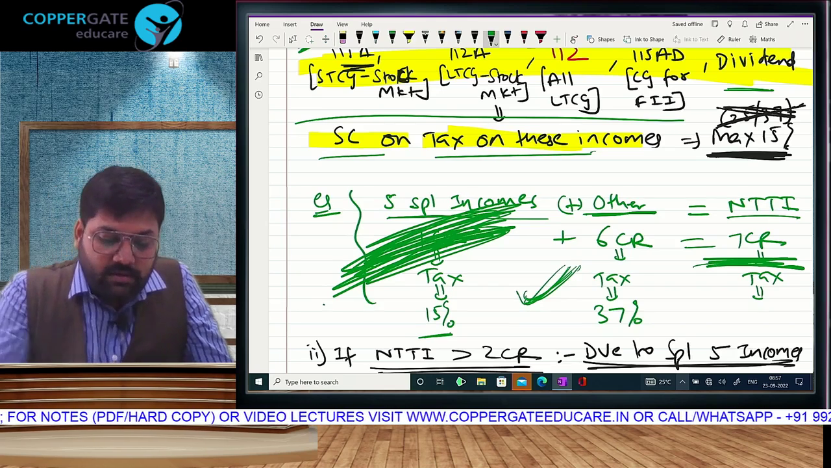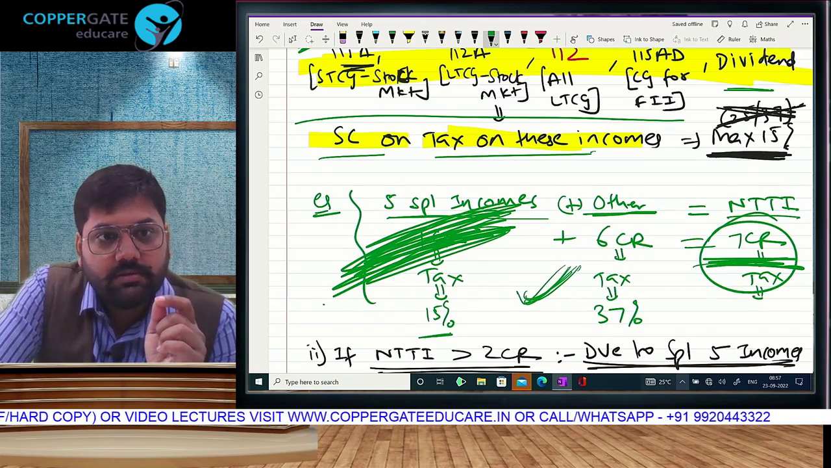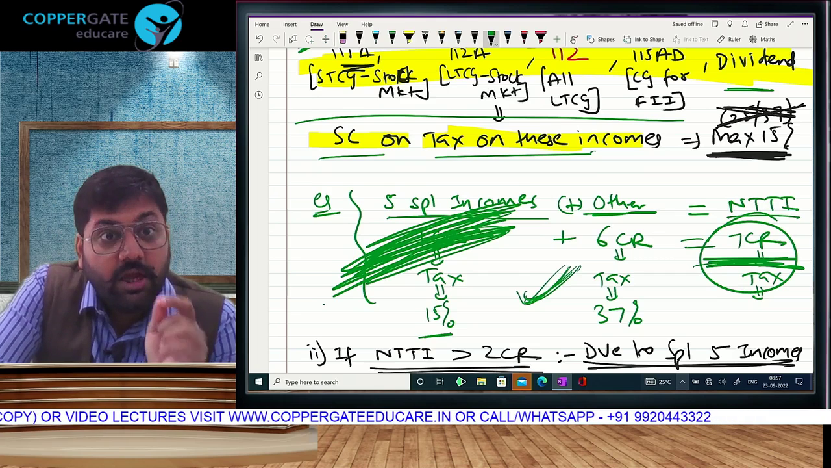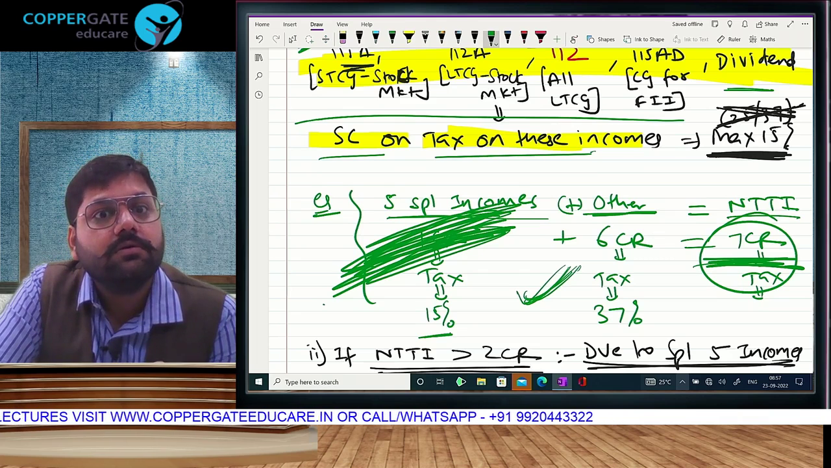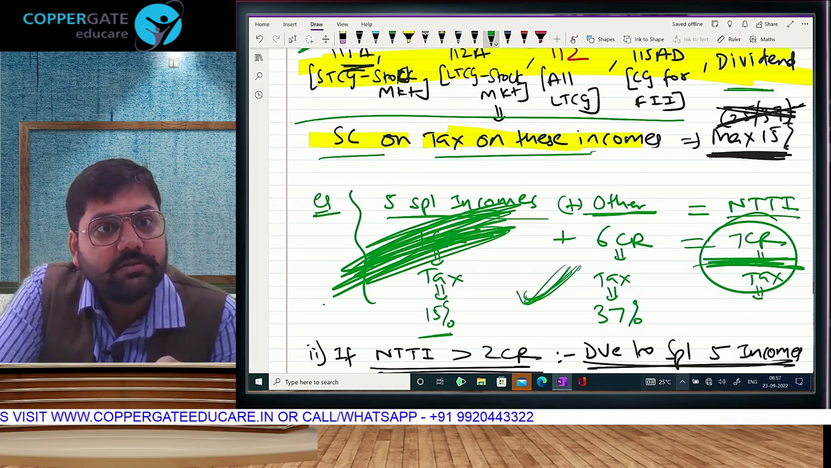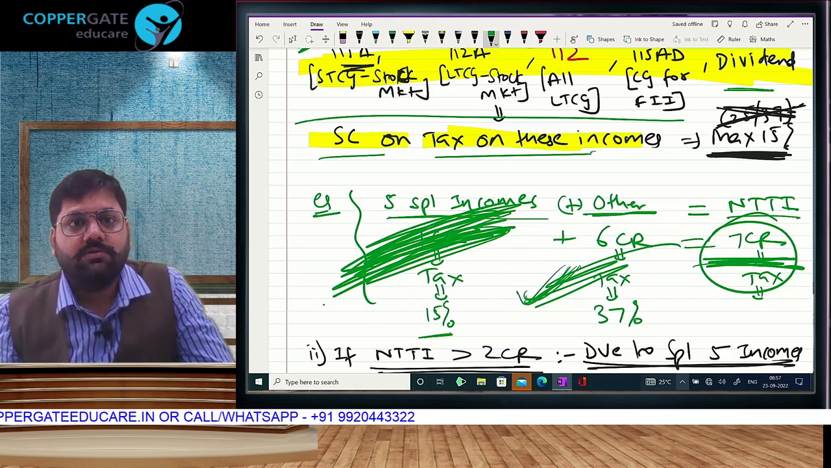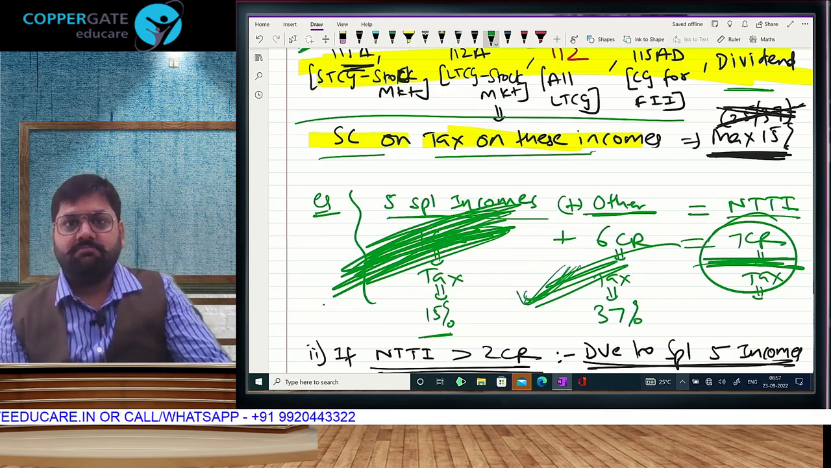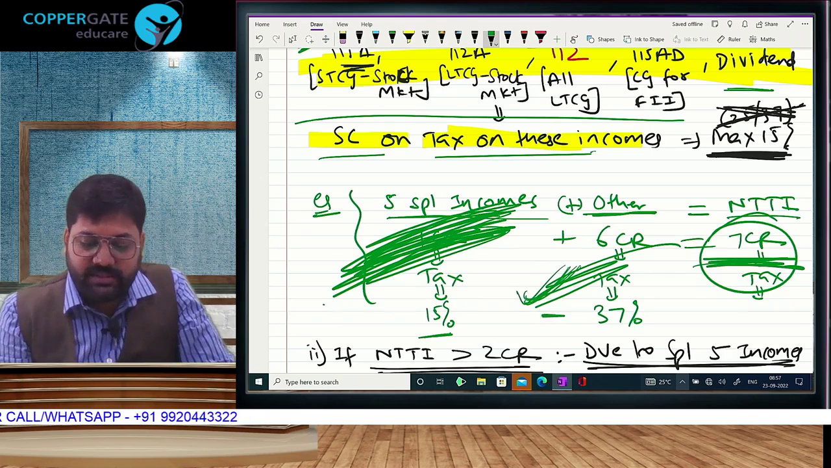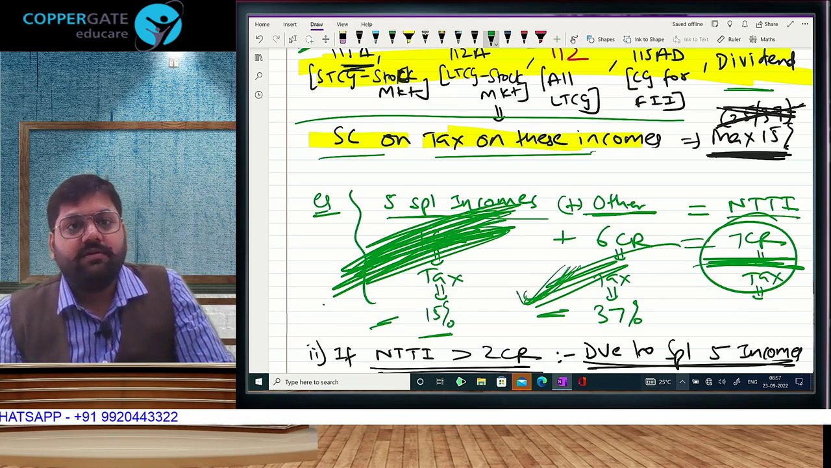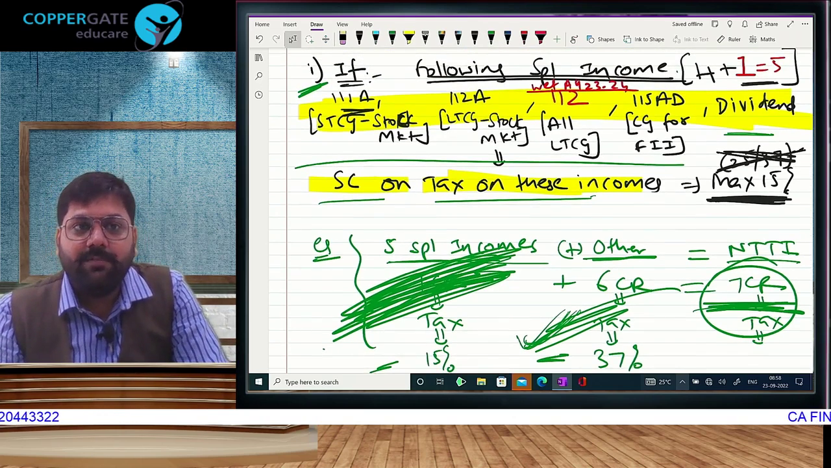In this example, is my total income crossing 2 crores? Yes. Is it because of special incomes? No. Normal income is only crossing 2 crores. Then 25 will come, 37 will come, but only on this. On this it will be 15. That was my first point. Bro, is it clear?